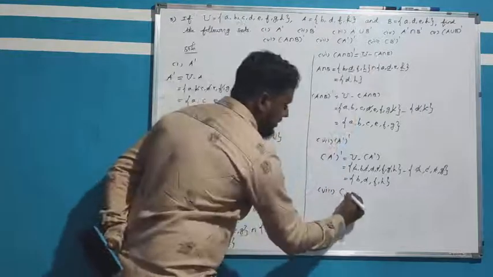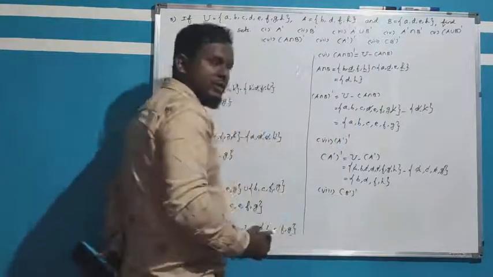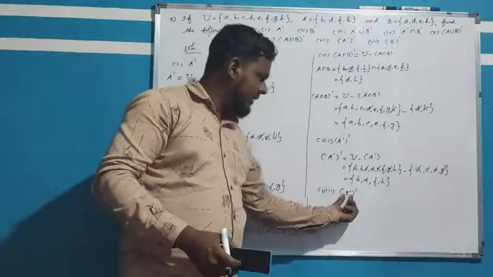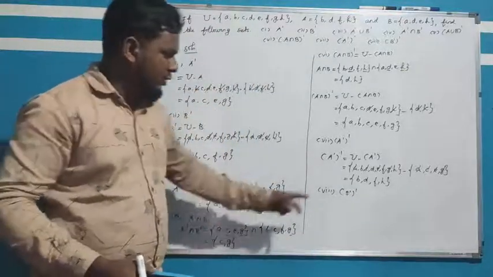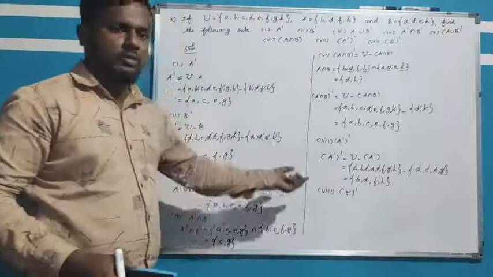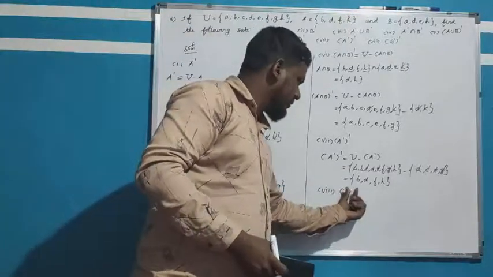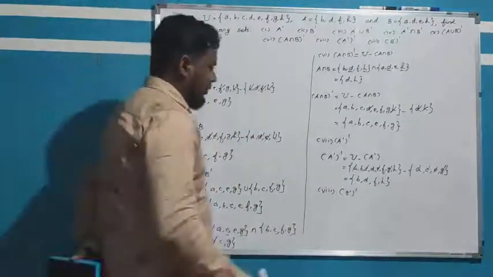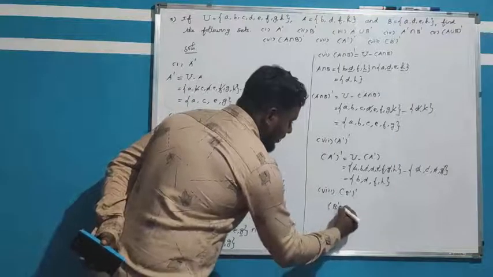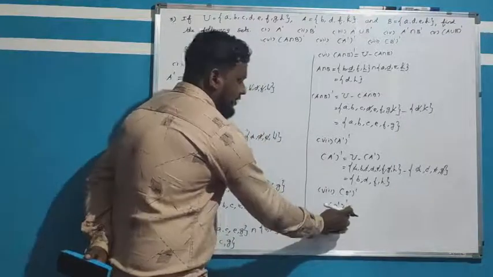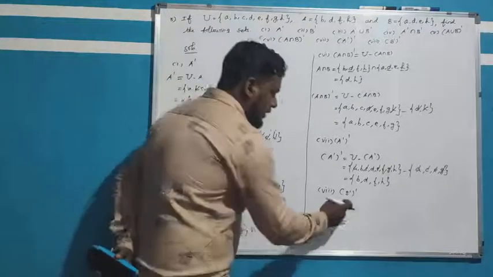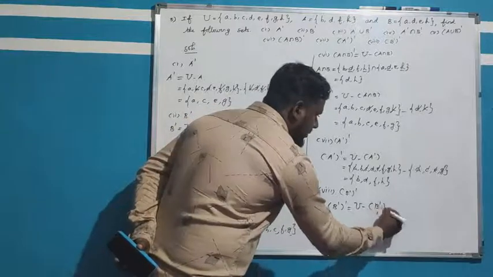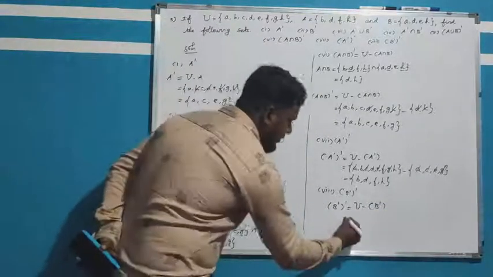Now B' complement. You have to find it now. Here also the complement means the universal set difference. So B' complement is the universal set minus B'. What is the set here? B'. So what is the universal set?